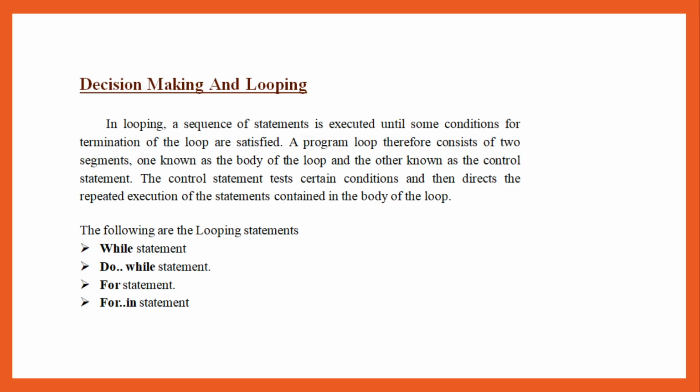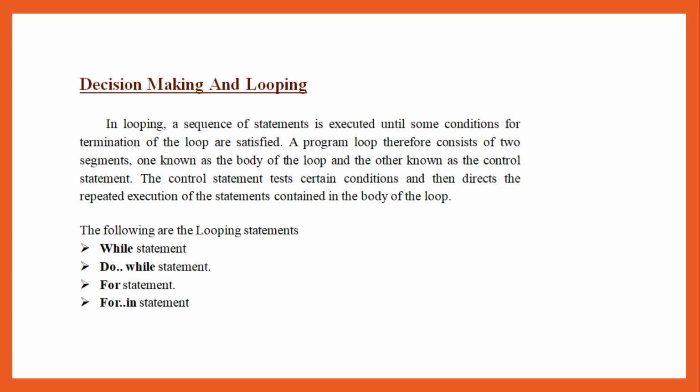Next one is decision making and looping. What is a loop? A sequence of statements is executed until some condition is satisfied, and the loop terminates when it is no longer satisfied. A program loop consists of two segments: one is known as the body of the loop and the other is known as the control statement.